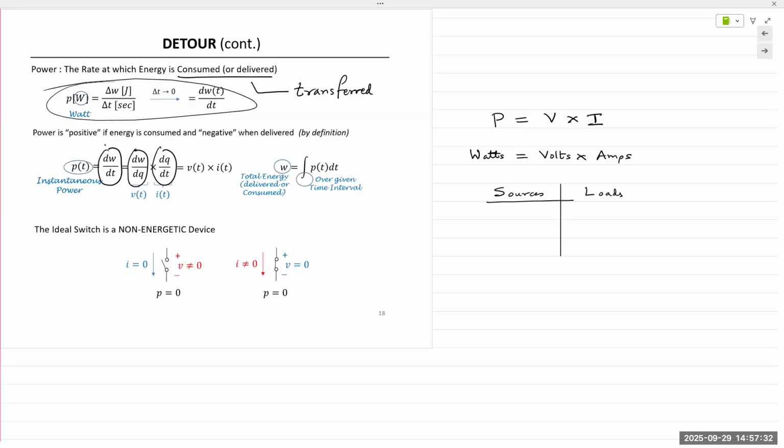We have the broad classification of components or devices as either a source or a load. A source is a device that will always supply energy, and a load is a device that will always consume energy. If a device is supplying power, supplying energy, it's a source. If a device is receiving or consuming power, consuming energy, it's a load.